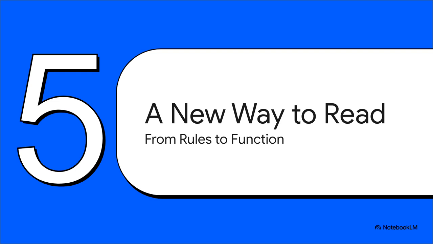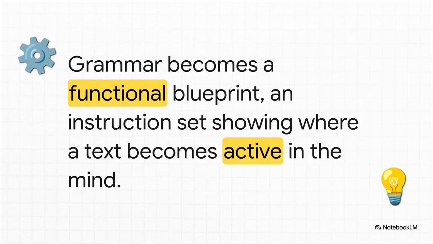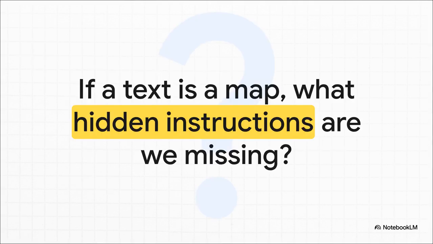So after seeing that example in action, what's the big takeaway? Well, this framework is really suggesting an entirely new way to approach a text. What this all means is that grammar stops being just a descriptive tool. It becomes a functional blueprint. It's an instruction set showing not just what a text says, but where in the mind it's supposed to become active and what it's supposed to do there. It really suggests that some texts aren't just meant to be understood, they're designed to be experienced, almost like software running in your mind. And that leaves us with a pretty fascinating thought to end on. If a text can be a map, and its grammar is the set of directions, then what other layers of meaning, what other hidden instructions might we be missing, just because we've only been reading the words on the page instead of following the map in our minds?